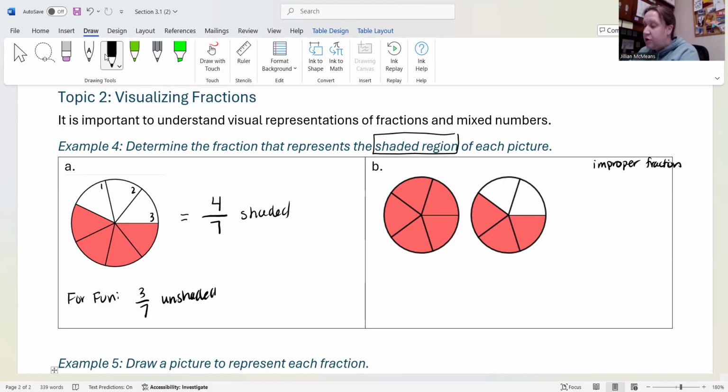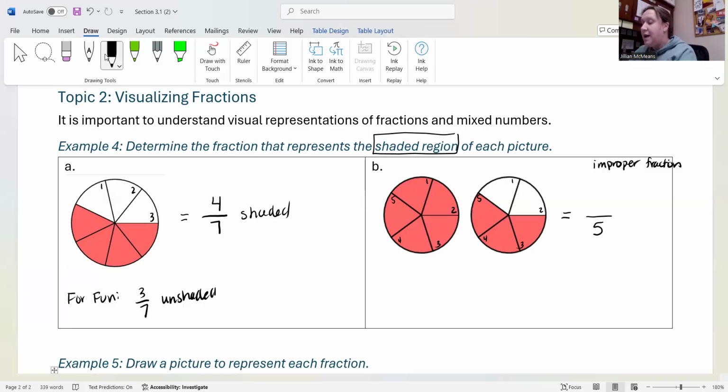So the first thing we have to do is look at each individual image, okay? Each individual piece here. So we have circles. So each individual circle, how many pieces are they broken into? Well, we have 1, 2, 3, 4, 5. We also have 1, 2, 3, 4, 5. So we know that our denominator is going to be 5. Okay, we're looking at fifths here, or fifths here, however you say it.